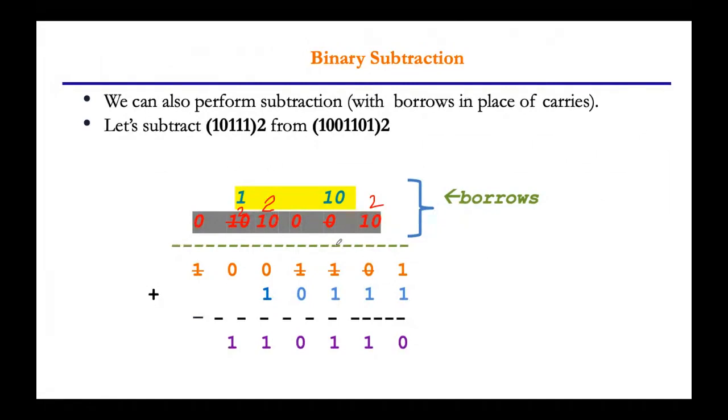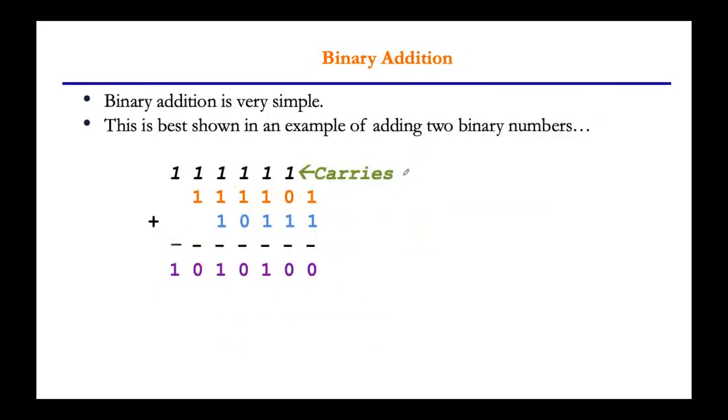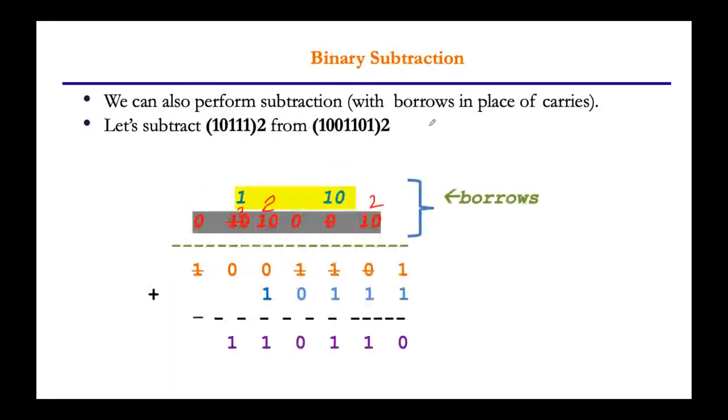Then comes your binary subtraction. So this is a little bit tricky. In binary subtraction, we use borrows in place of carries. In addition, we find carries; in subtraction we use the borrows. So now see, in single bit, 1 minus 1 is 0, and 1 minus 0 is 1.